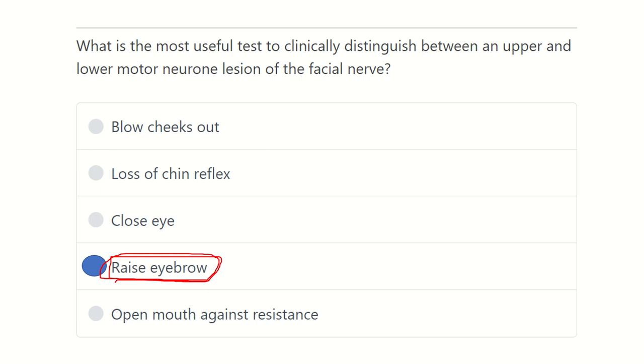So through this clinical picture, we can easily distinguish between the upper motor and lower motor neuron lesion of the facial nerve. If the eyebrow raises, then the lesion occurs in the upper motor neuron. And if the eyebrow is not raised, then it is a lower motor neuron type of lesion.